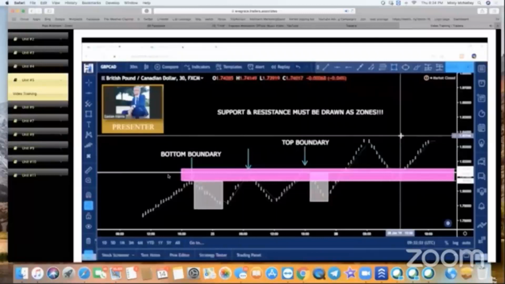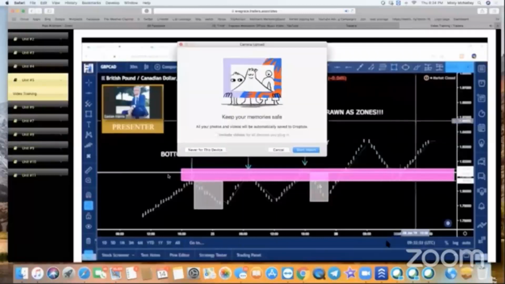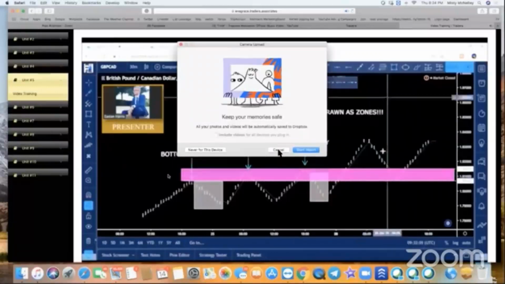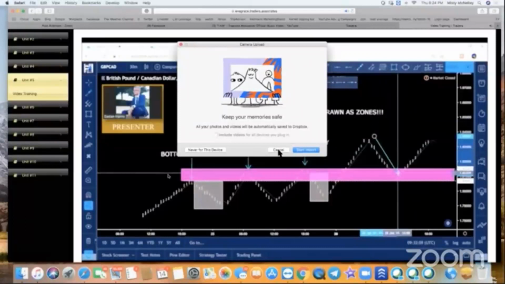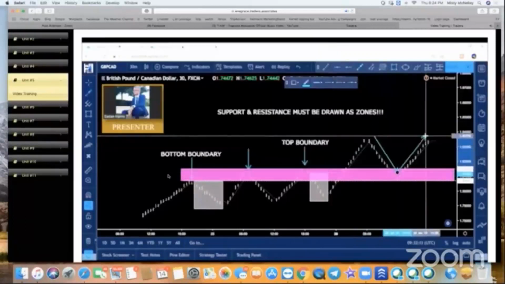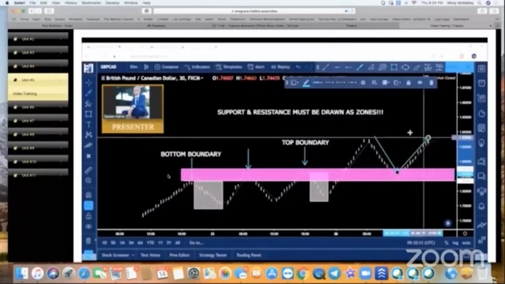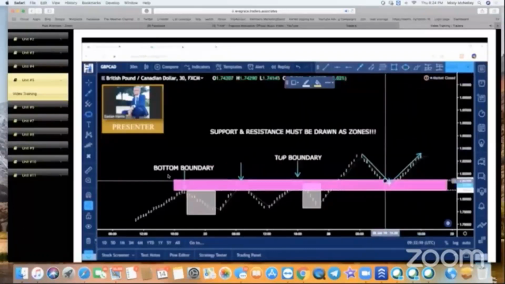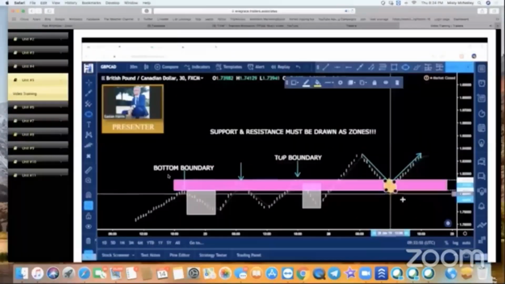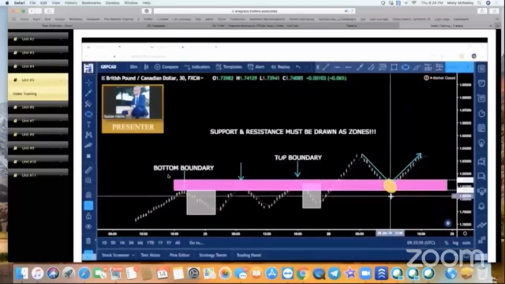And now that we have it drawn like this, and we're not using this line anymore, this move made sense. This makes perfect sense. This whole move down to the support and resistance zone, and then the reaction off of it, this bounce makes perfect sense now. We weren't trying to sell this anymore. We were trying to buy it, and we made money. This is how support and resistance zones work. This is specifically how you draw them.